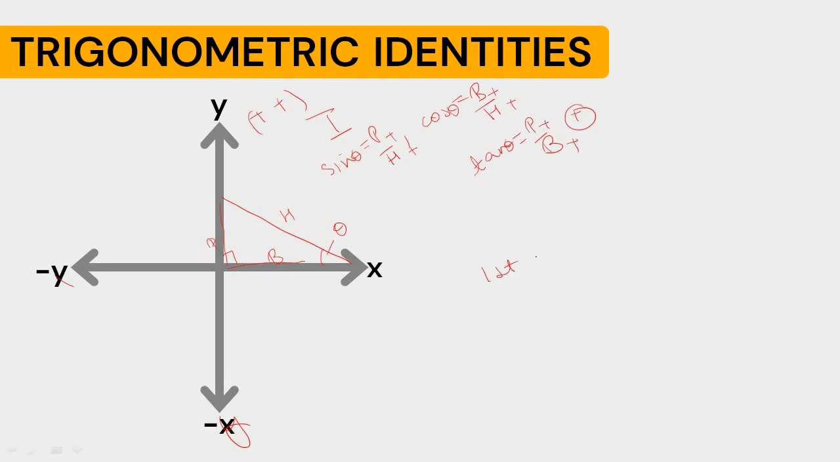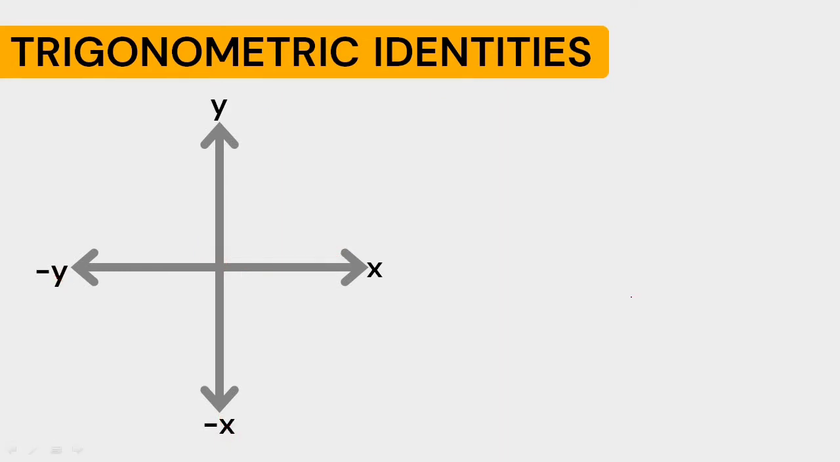So in the first quadrant, sine, tan, cos, all are positive. This is the first thing. And how it is positive, I have just shown you. Now coming to the second quadrant. What is the second quadrant about? Where is the second quadrant? This is the second quadrant.